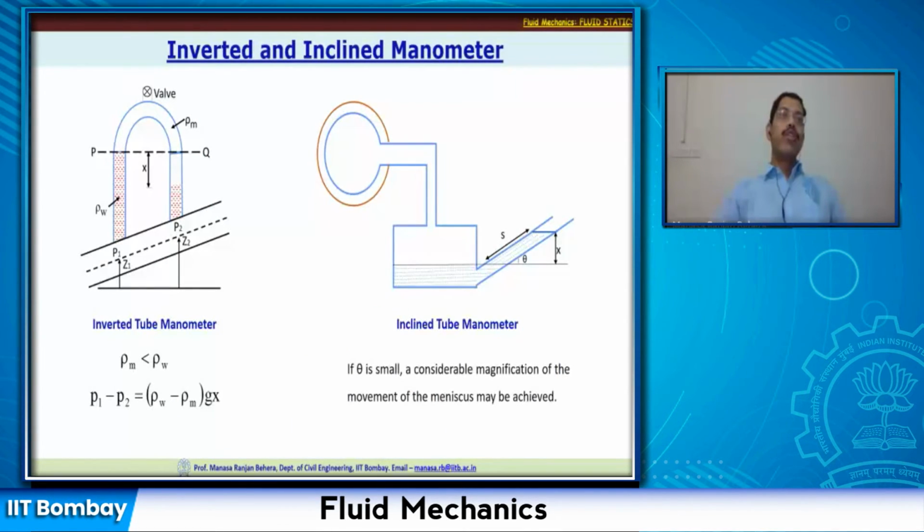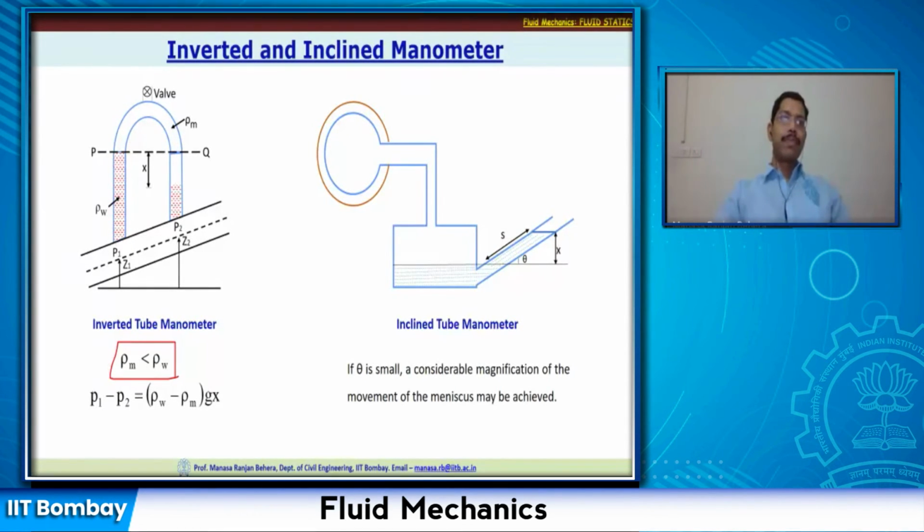One is the inverted tube manometer. In the case of an inverted tube manometer, if your fluid is of higher density and you have a manometric fluid of lower density, then it is kept in an inverted manner. In that case, the lower density fluid is not going to enter the working fluid, so the total system is not going to be affected.